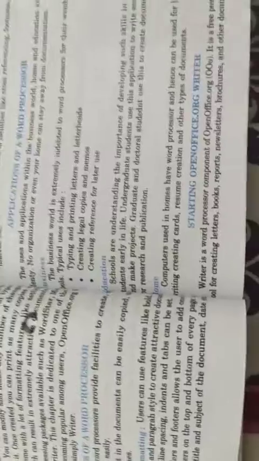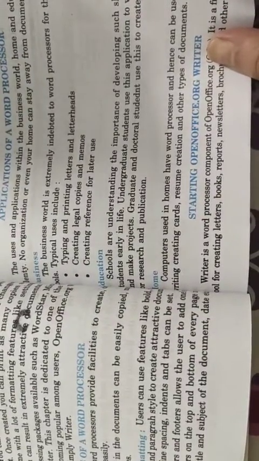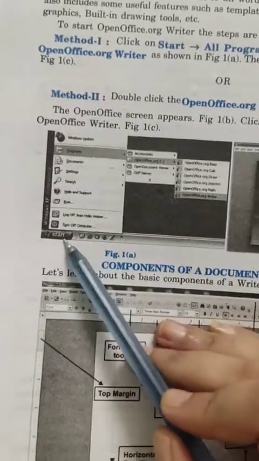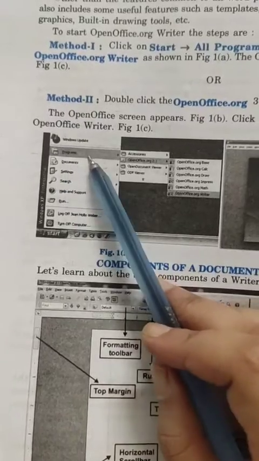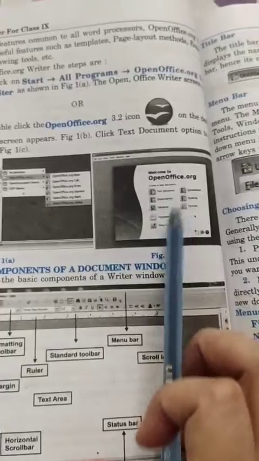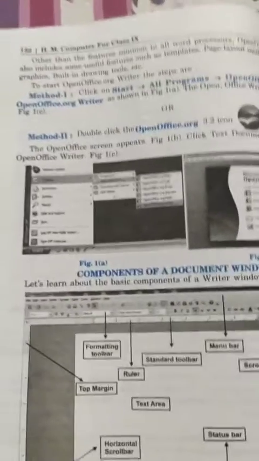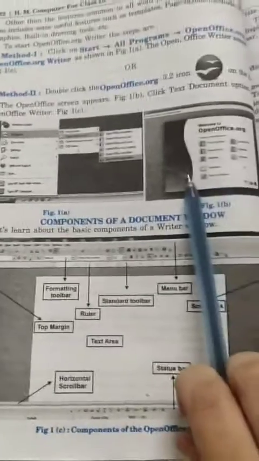Now we will start with how to open MS Office. These are the steps. First click on the start button and then this window appears. Go to Programs, then MS Office, and Microsoft Office appears. It is available in every version, but it is different in every version.